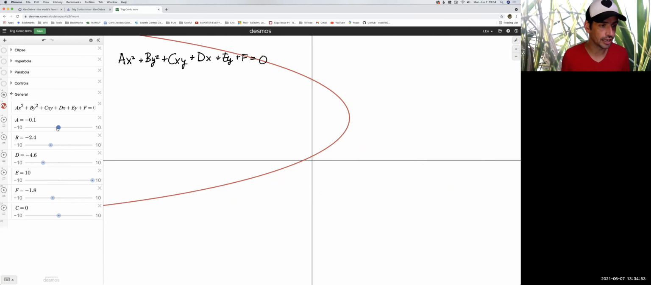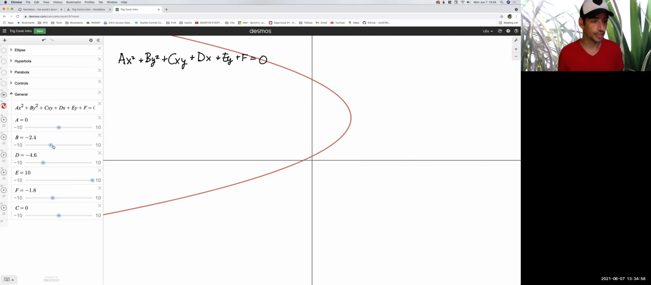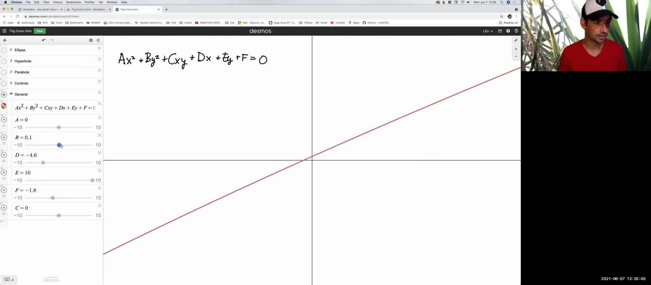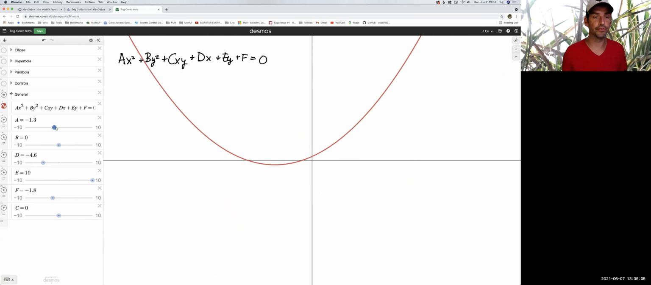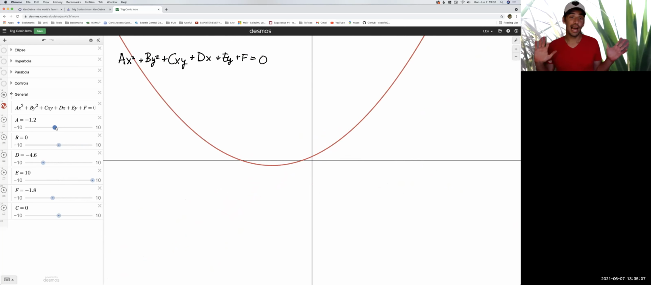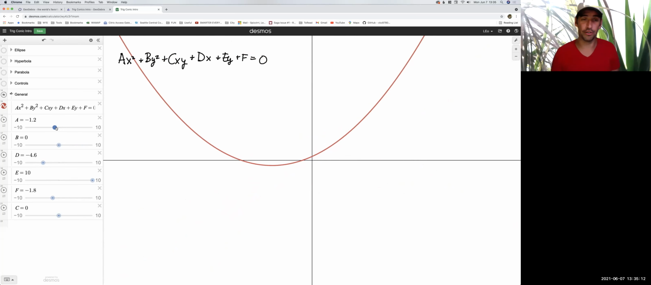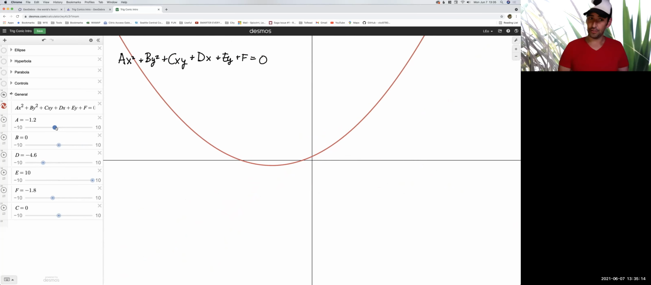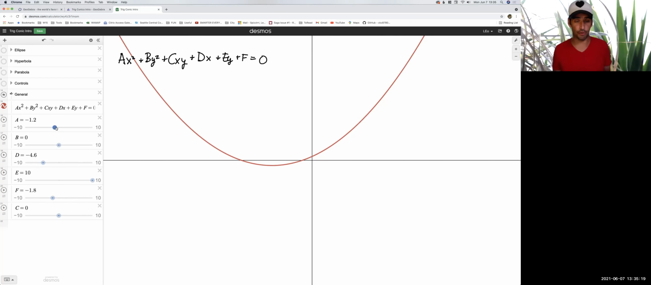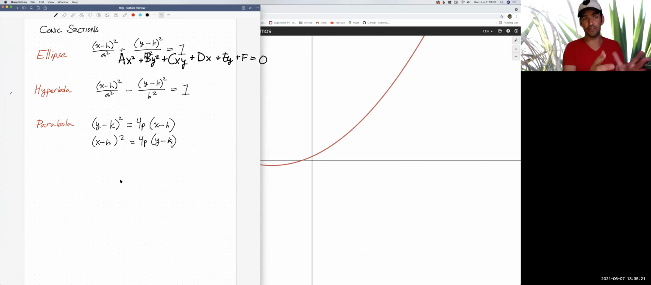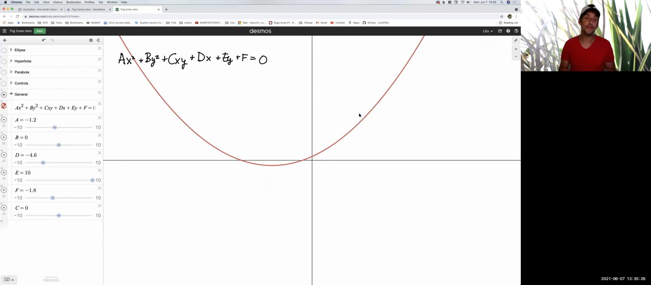If I turn A to 0, we get a parabola. Or if I turn B to 0, I get a parabola, as long as A is not 0 at the same time, a parabola that we're used to facing up or facing down. So these are all the same. Everything I've just showed you with this general form, given the values of A, B, C, D, E, and F that I'm choosing in my controls, we could reform into one of the versions that I gave you a minute ago. We can manipulate this equation to get there.